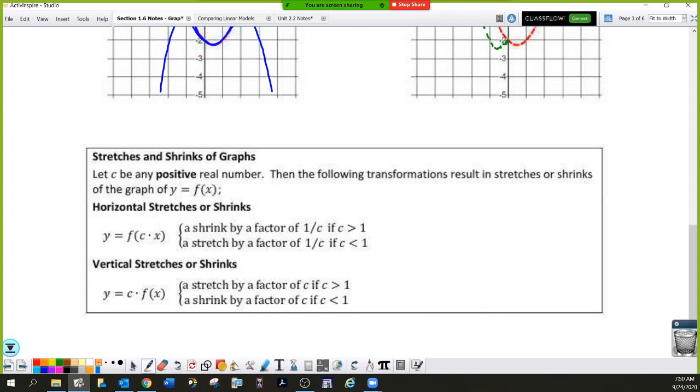Yesterday, I kind of toyed with the idea with you guys that inside changes are opposite. X changes are opposite. And when I say opposite, I mean opposite effect, not opposite number. And outside changes have the same effect of what we think they should have. That rule still holds true for horizontal and vertical dilations, also known as stretches and shrinks. Let's do the outside changes ones first, because I think that one's easier to think about.